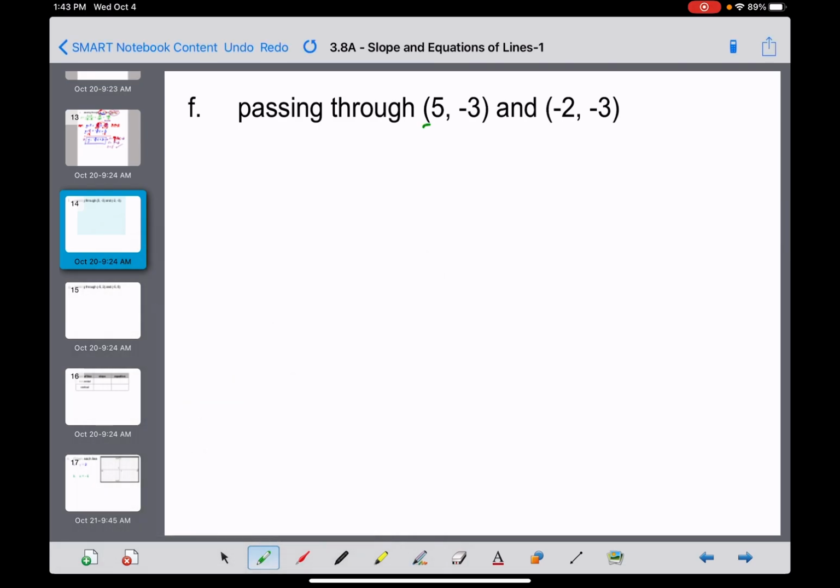2 points have been given to you. First thing we need to do is find the slope. So y2 is negative 3 minus y1, which is also negative 3. So that's a plus 3 all over a negative 2 minus 5. And right away I see something weird. Negative 3 plus 3 is 0. Negative 2 minus 5 is negative 7. 0 divided by any other number is 0.